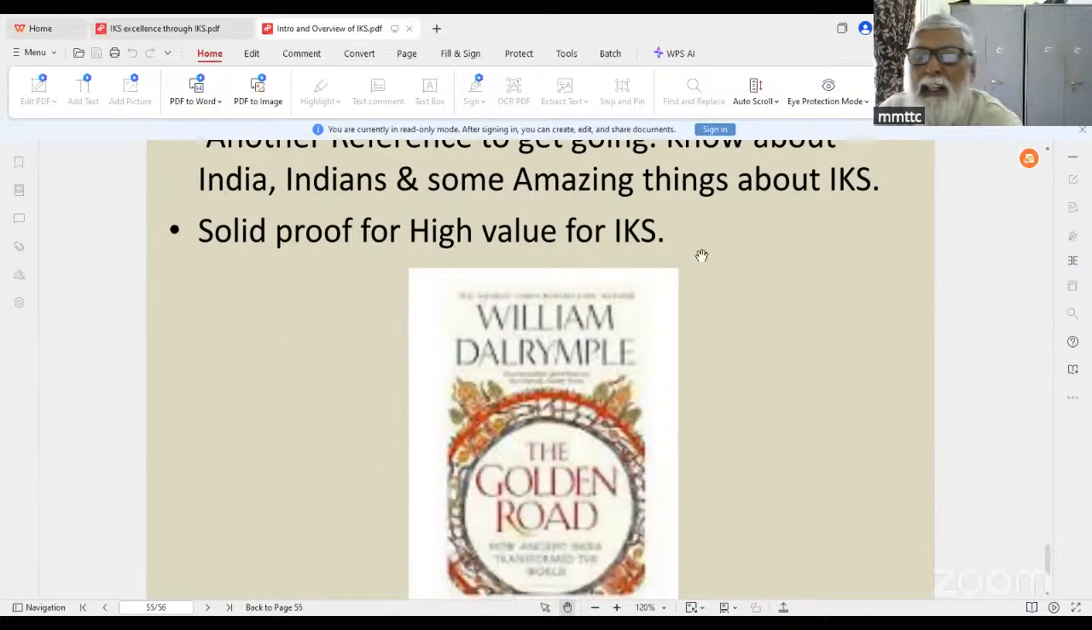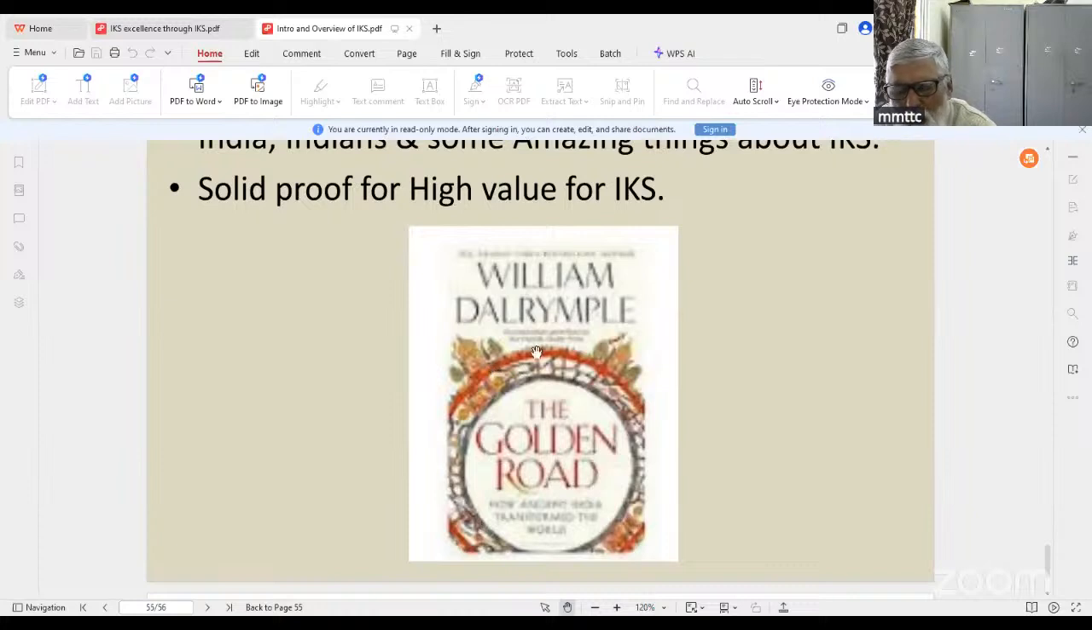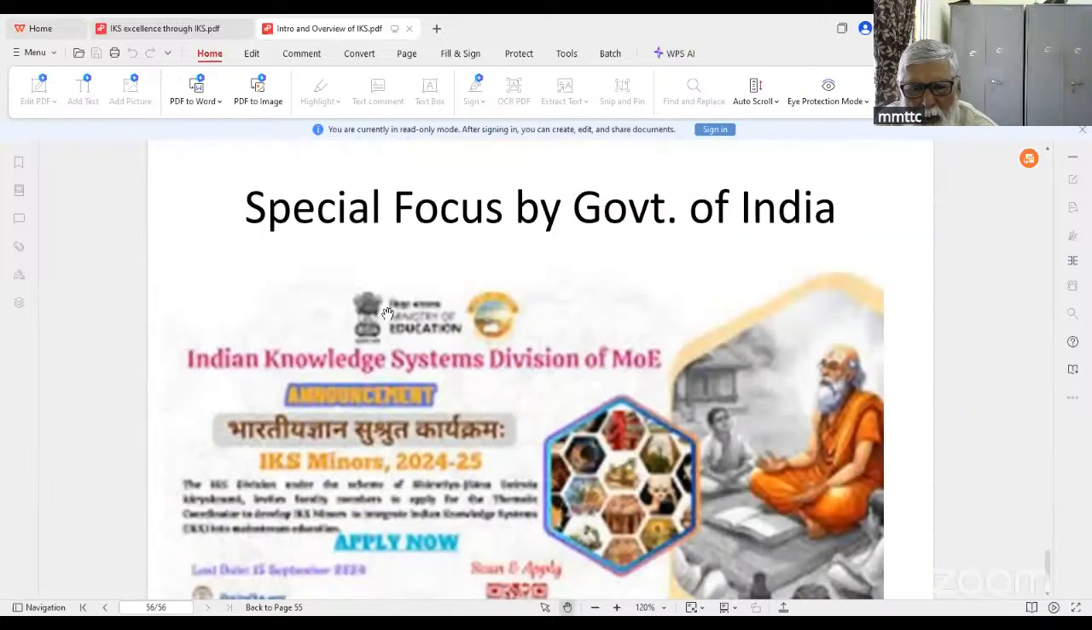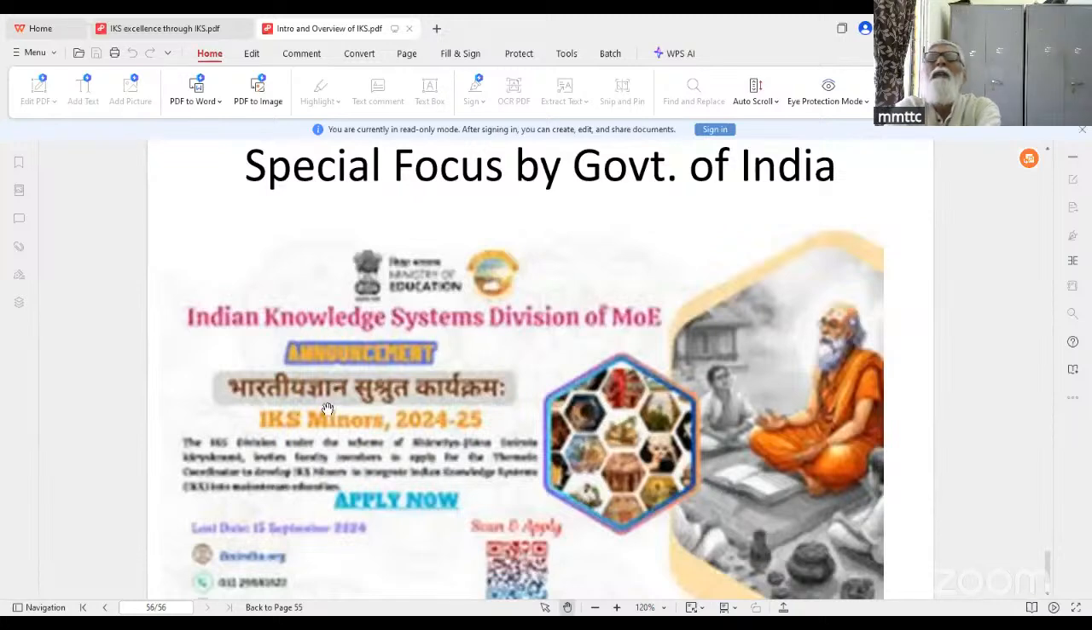This is a book released only 3 or 4 months back, September 2024. It tells how for 1000 years India was the world's dominant region, including the country. And there is a special focus by the government: the Ministry of Education has a special division on Indian knowledge systems, which gives funding for activities, seminars, etc.